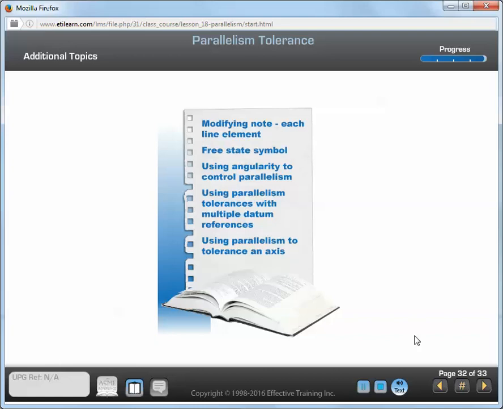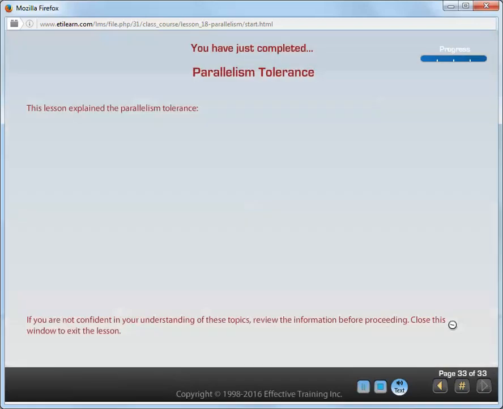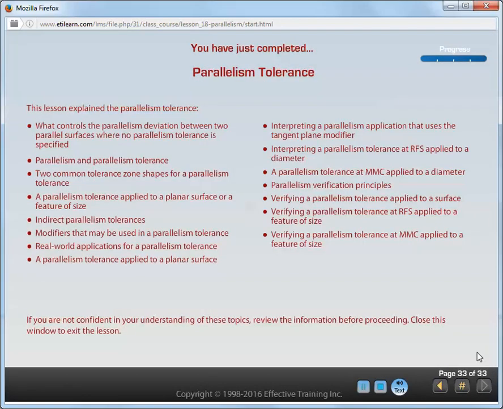These topics are recommended for further study to improve your understanding of the parallelism tolerance. You've just completed the lesson on the parallelism tolerance. If you're not confident in your understanding of these topics, review the information before proceeding. Close this window to exit the lesson.